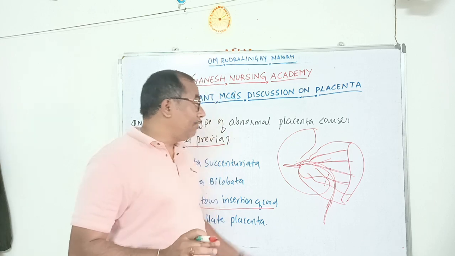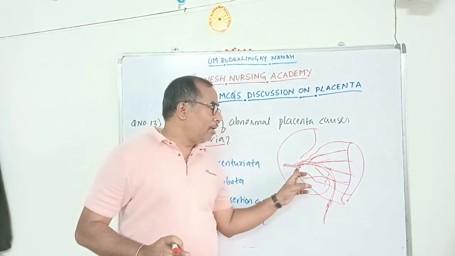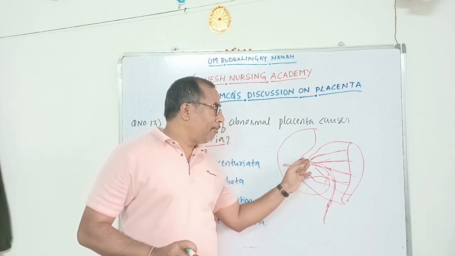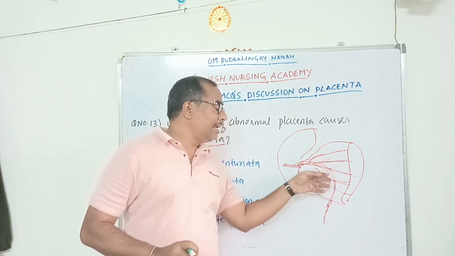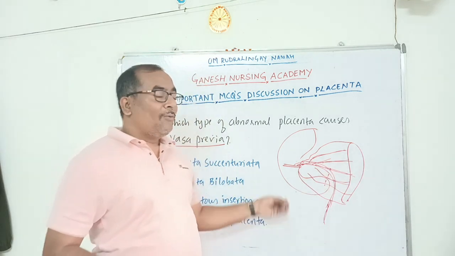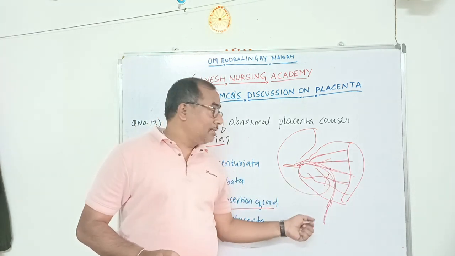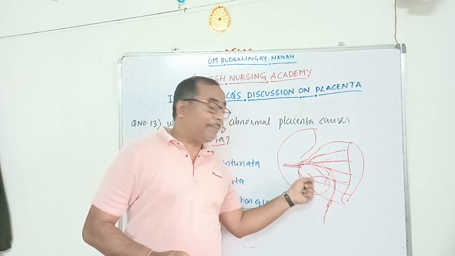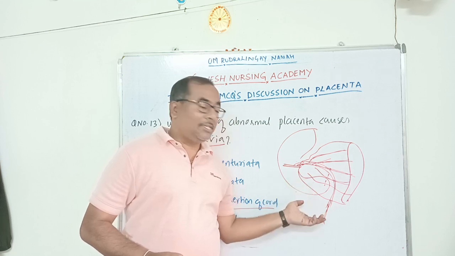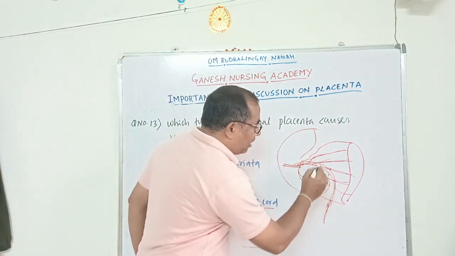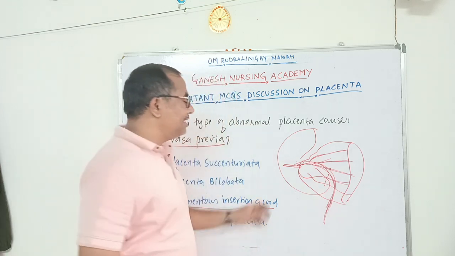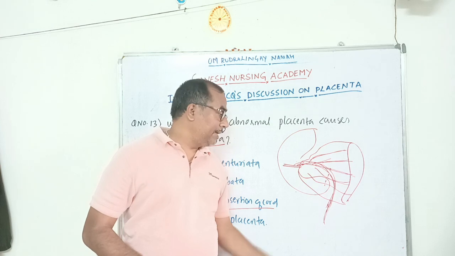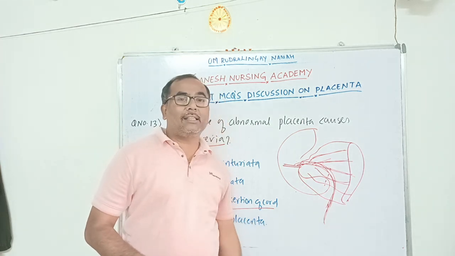I have already told you, in velamentous insertion placenta, the umbilical cord is not directly attached to the placenta. Instead, it is attached to the membranes, and from the membranes many branches go and attach to the placenta. So whenever there is a rupture of membranes, as all the vessels are attached to the membranes, the vessels also get ruptured, and there is heavy fetal blood loss. Because of this, fetal death can also happen.